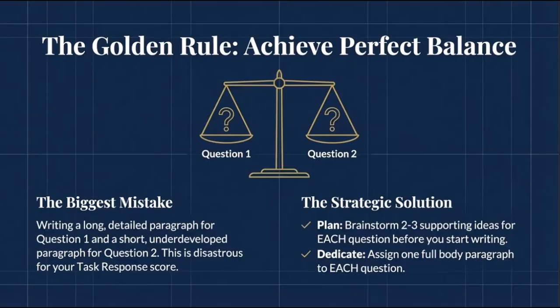To make sure you achieve this equal focus, when you are brainstorming before you write, make sure you have at least two supporting ideas for each of the two questions. Don't just think about the first question, plan for the second one just as thoroughly. Dedicate a full body paragraph to each question. This reinforces the idea that both questions deserve their own dedicated space and development. By planning for both questions equally and giving them a full paragraph each, you ensure that your essay is balanced and that you've fully answered everything the prompt asked for.